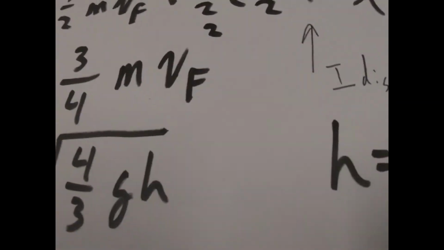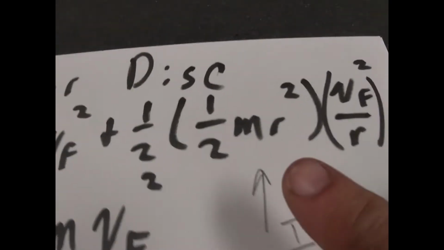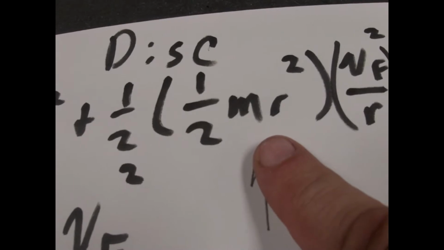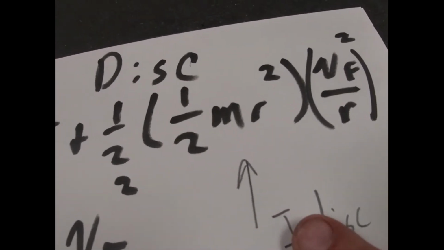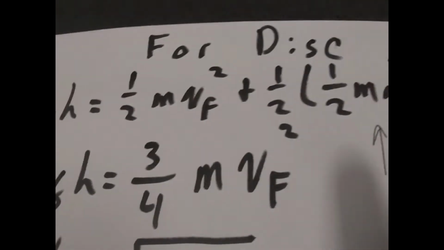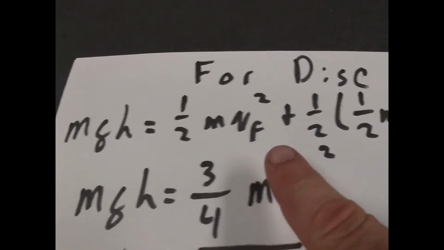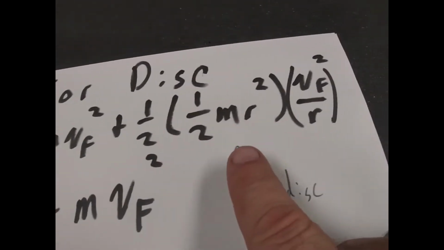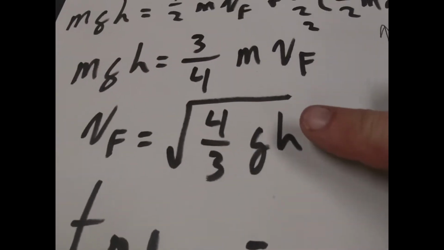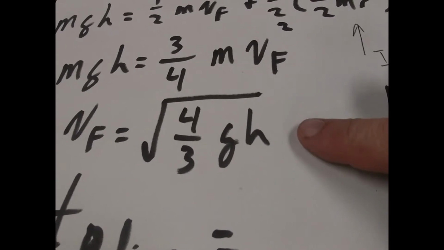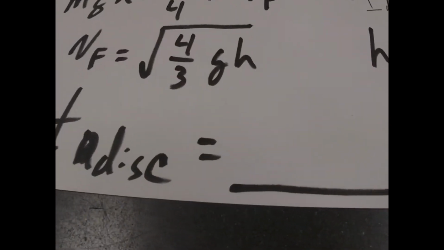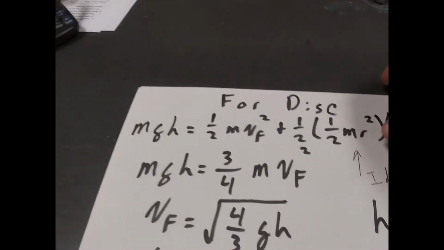At any rate, this time when you put in the moment of inertia for the disc, its moment of inertia is 1/2 mr squared. Everything else cancels out just like it did for the hoop, except that our fraction's different. Instead of having 1/2 plus 1/2, we end up with 1/2 plus 1/4. That makes 3/4, and when we solve it, the final velocity is the square root of 4/3 gh. That's a little different, but at any rate, we've got that.